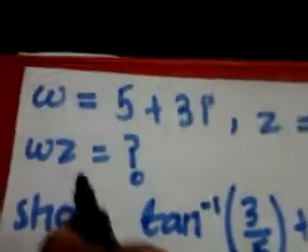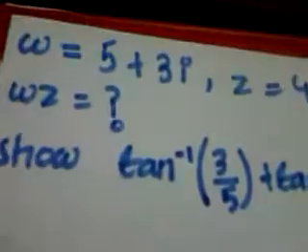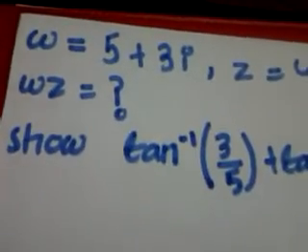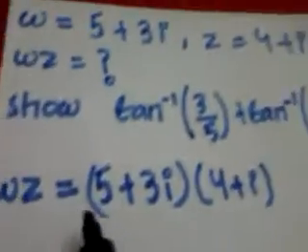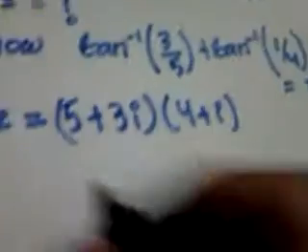The question: w equals this and z equals this. First of all, find wz. Let's find that first of all. So w times z is w times z.